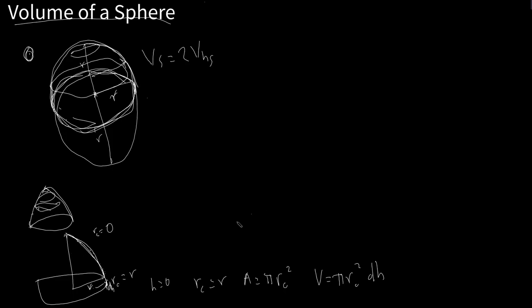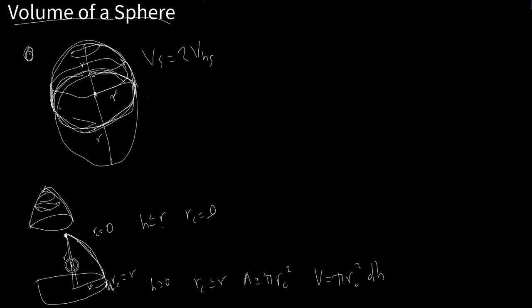So at the top, where rc is 0, our h, let's say, is equal to r, right? Because this is r, this whole thing is r because it's a sphere. So at height equals r, our rc is 0, right? And then the area and the volume follow, right? They're the same formula. So now the question is at any arbitrary height h, right?